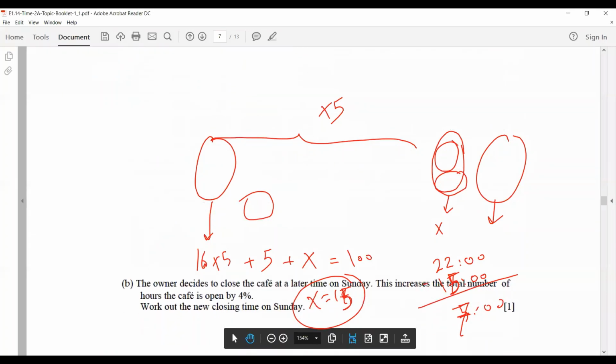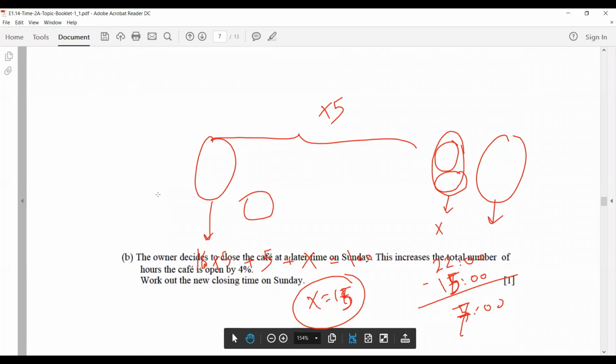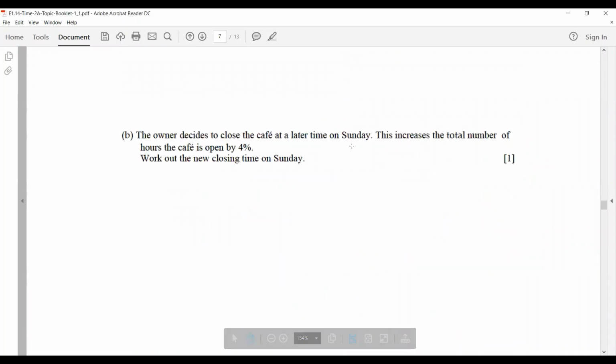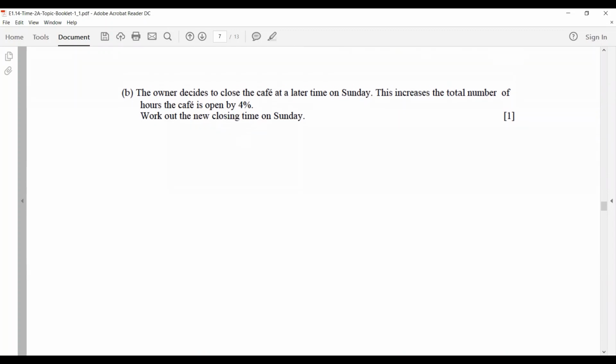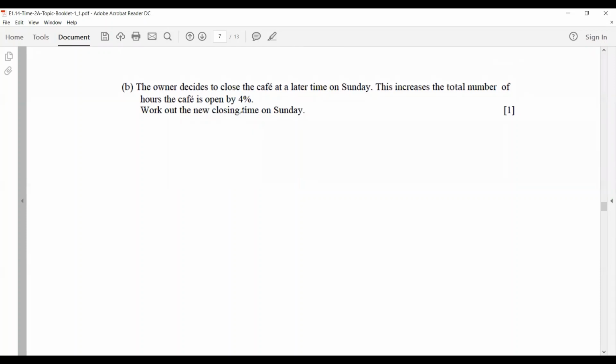Does it have a part B? Okay, there is a part B. The owner decides to close the cafe at a later time on Sunday. This increases the total number of hours the cafe is open by 4%. So what I like what they did here, they used percentage, right?